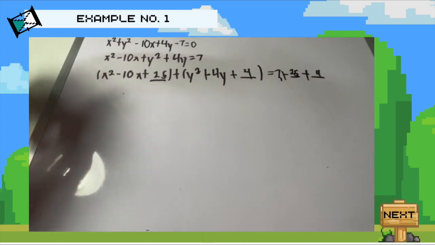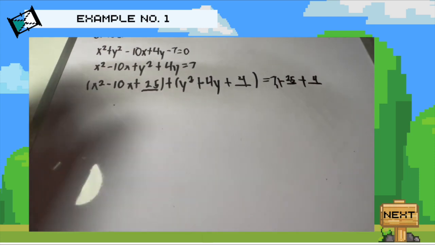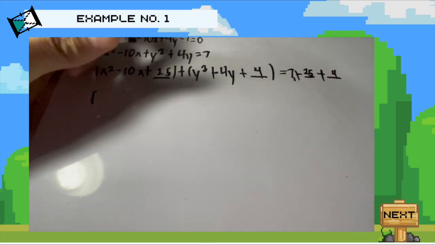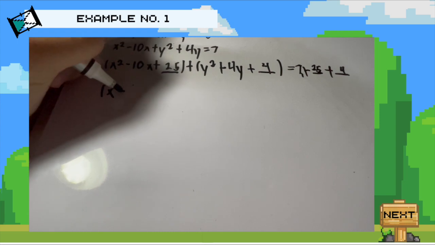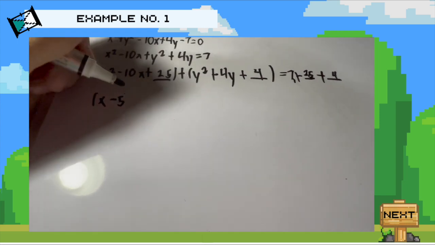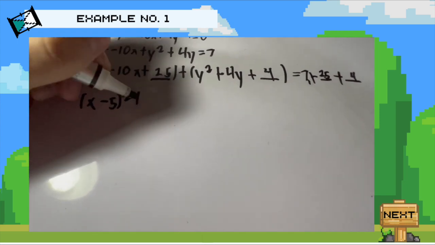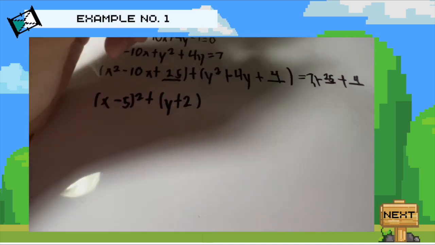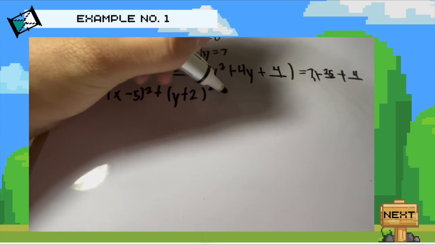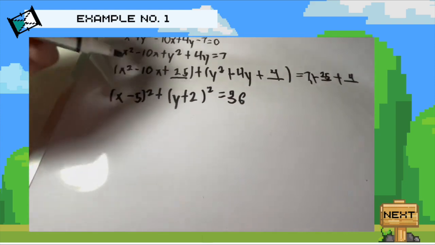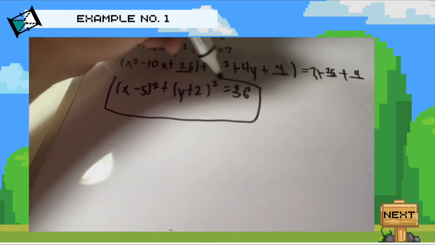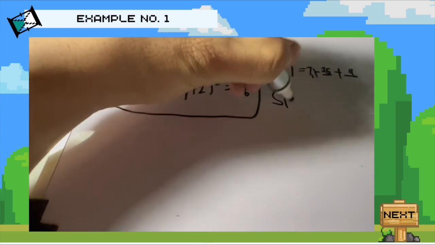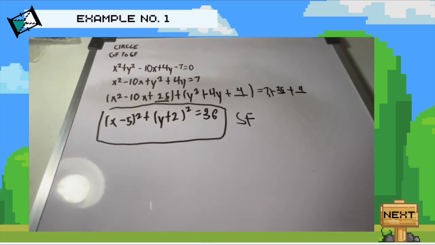Then we are going to write it as a binomial, so we have x minus 5 squared plus y plus 2 squared is equal to 36. Then that is our standard form.